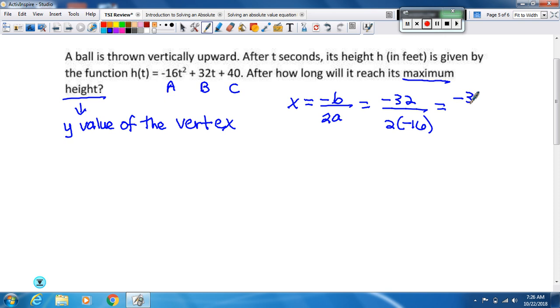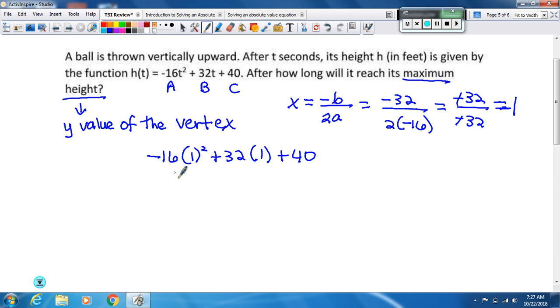Okay, so I've got negative 32 divided by negative 32. Well, a negative divided by a negative, they cancel each other out. So it's positive. 32 divided by 32 is 1. So the x value of your vertex is 1. So what you want to do here is plug this in for all the t's. So negative 16 times 1 squared plus 32 times 1 plus 40.